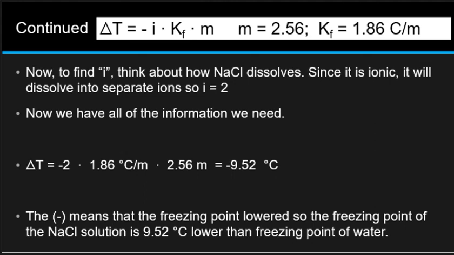The negative means that the freezing point lowered, so the freezing point of the sodium chloride solution is 9.52 degrees lower than the freezing point of water. Okay, so there's my number. It is negative 9.52. That means that instead of 0, it's going to freeze at that minus 9, so about 10, right? So negative 10. Get it?